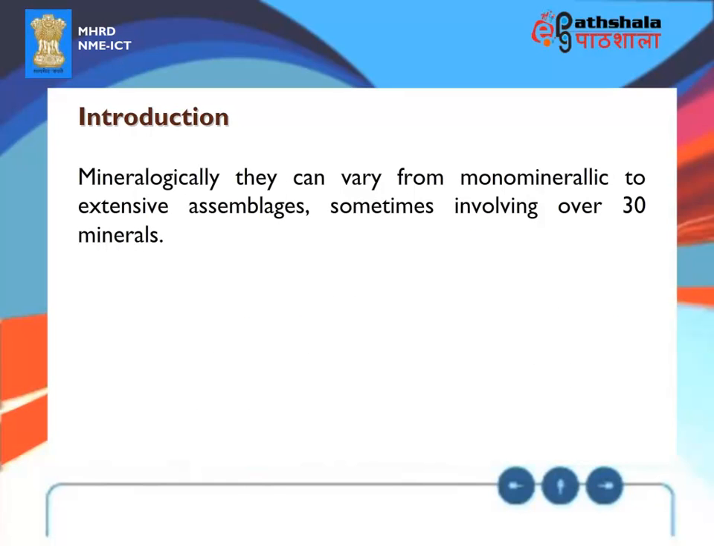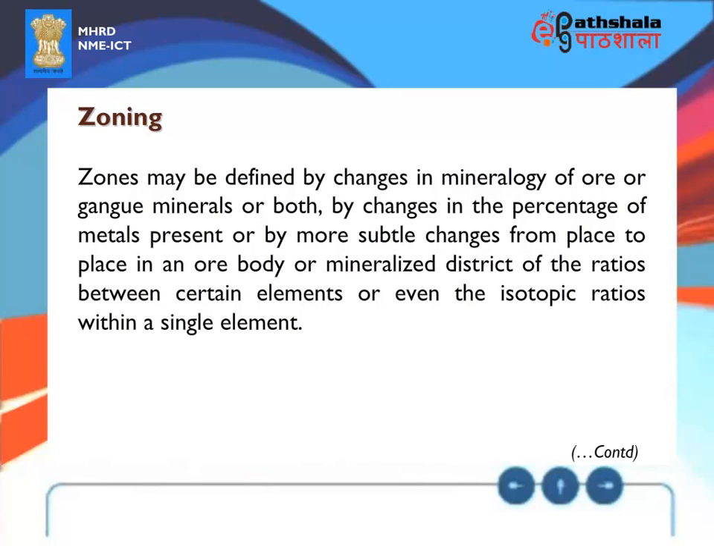Mineralogically, they can vary from monomineralic to extensive assemblages, sometimes involving over 30 minerals. Zoning. Zones may be defined by changes in mineralogy of ore or gangue minerals or both, by changes in the percentage of metals present, or by more subtle changes from place to place in an ore body or mineralized district of the ratios between certain elements, or even the isotopic ratios within a single element.